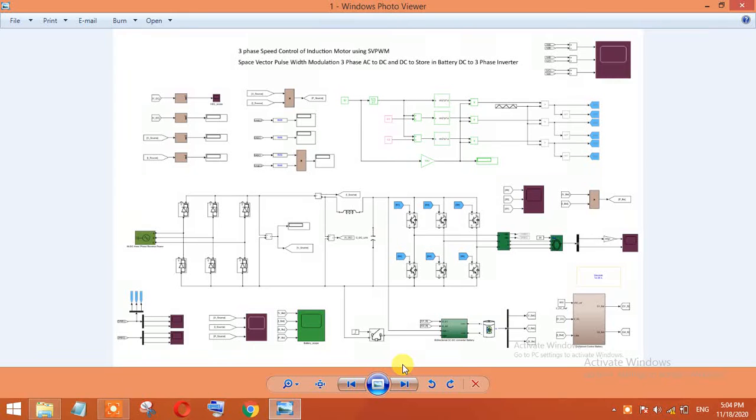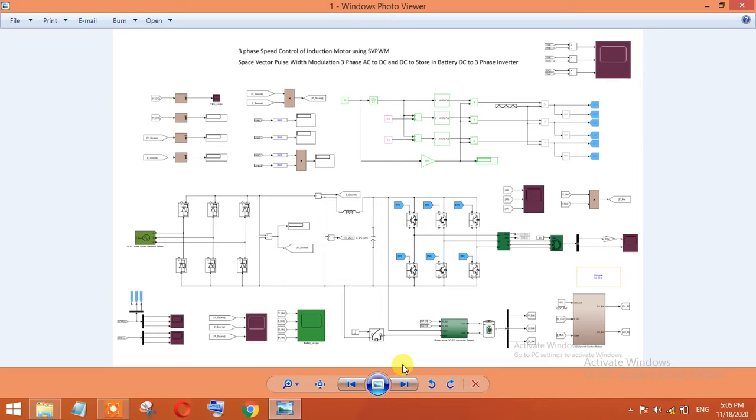Three-phase speed control of induction motor using space vector pulse width modulation. This is a technique that we will be using to convert a three-phase AC into DC, and after DC we will purify it, and after that we will convert the DC back into three-phase AC with controllable frequency and voltages. So in this project we will convert AC into DC and then DC back into three-phase AC using the space vector pulse width modulation topology.